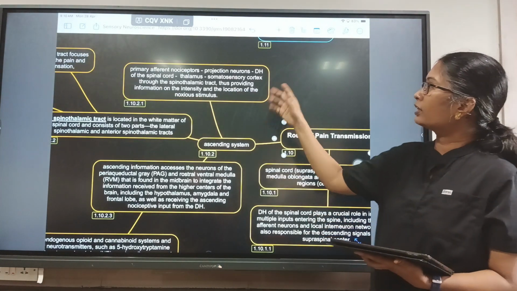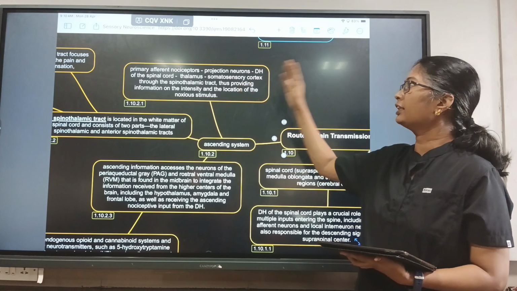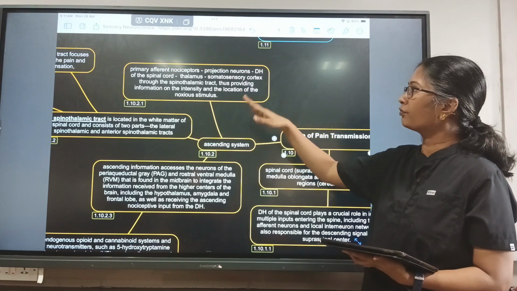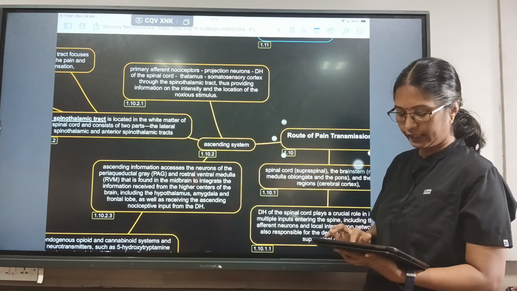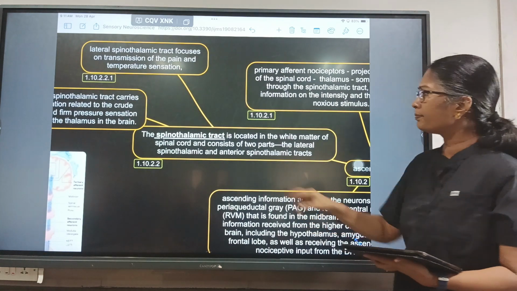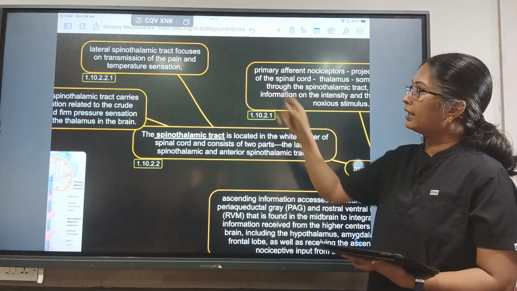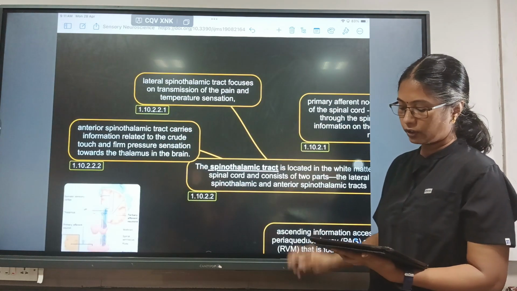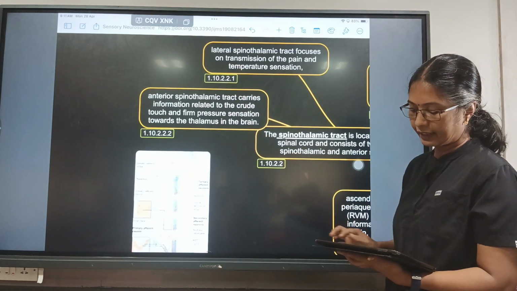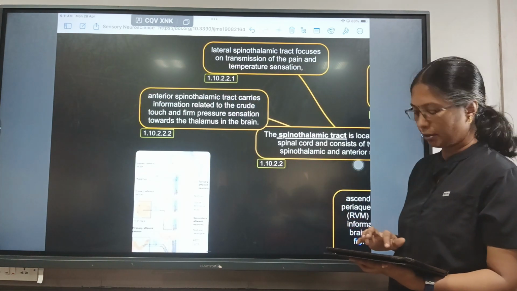The primary afferent nociceptors project the neurons into the dorsal horn of the spinal cord, then to the thalamus, then to the somatosensory cortex through the spinothalamic tract, thus providing information of the intensity and location of the noxious stimuli. The spinothalamic tract is located in the white matter of the spinal cord and consists of two parts, the lateral and the anterior spinothalamic tracts. The lateral spinothalamic tract focuses on transmission of pain and temperature sensation, whereas the anterior spinothalamic tract carries information related to crude touch and firm pressure sensation towards the thalamus and the brain.